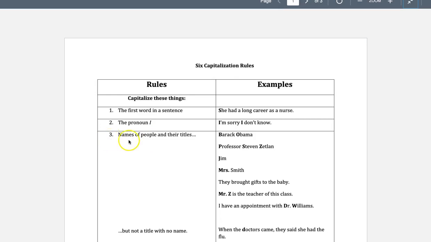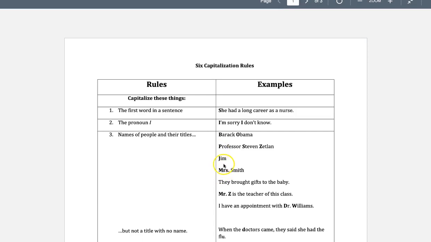Rule number 3, names of people and their titles. So you can see here Barack Obama, capital B, capital O. First name must be capitalized and last name. The next example is Professor Stephen Zetlin. My first name is Stephen. My last name is Zetlin. My title is professor, and you also must capitalize the title.